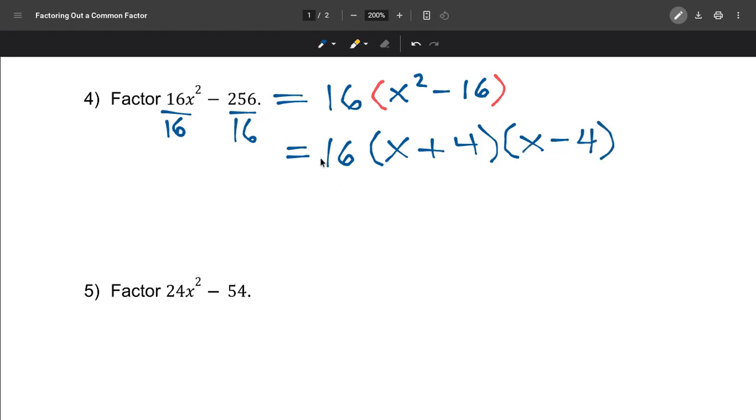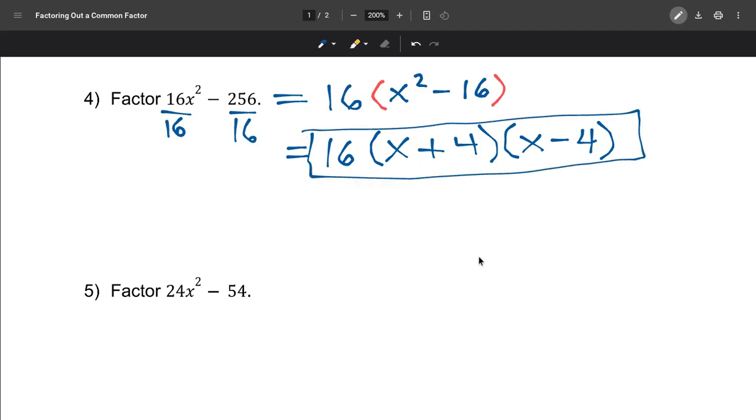So these are some basic ones where we factor out a common factor. I'm going to leave problems 5 and 6 for a different video.